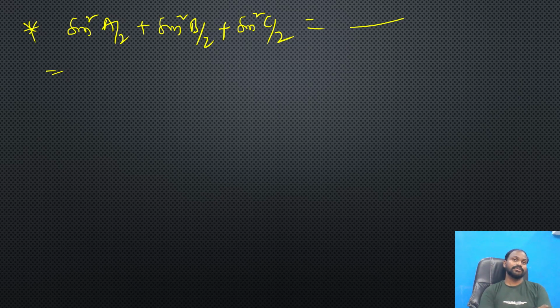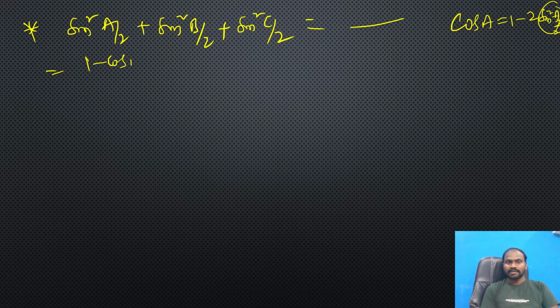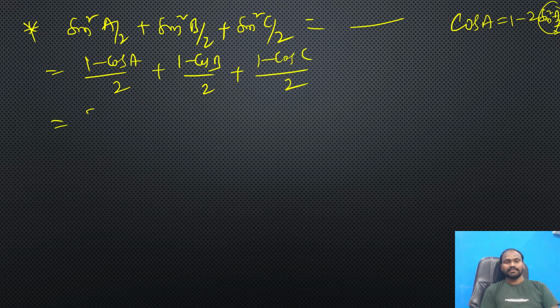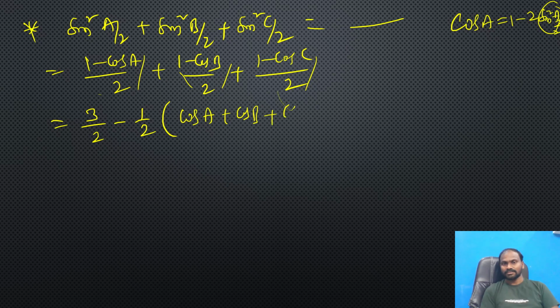And where you have this sine square, if you recall, the cos 2A formula. Cos A formula you'll have sine square A by 2. So we know that cos A is 1 minus 2 sine square A by 2. From this I want sine square A by 2, so I will get 1 minus cos A by 2. And this is 1 minus cos B by 2. This is 1 minus cos C by 2. So I'll get 3 by 2 and minus 1 by 2 common every time, because 1 by 2, 1 by 2, 1 by 2 is 3 by 2. In all this you have 1 by 2 common. So I have cos A plus cos B plus cos C.